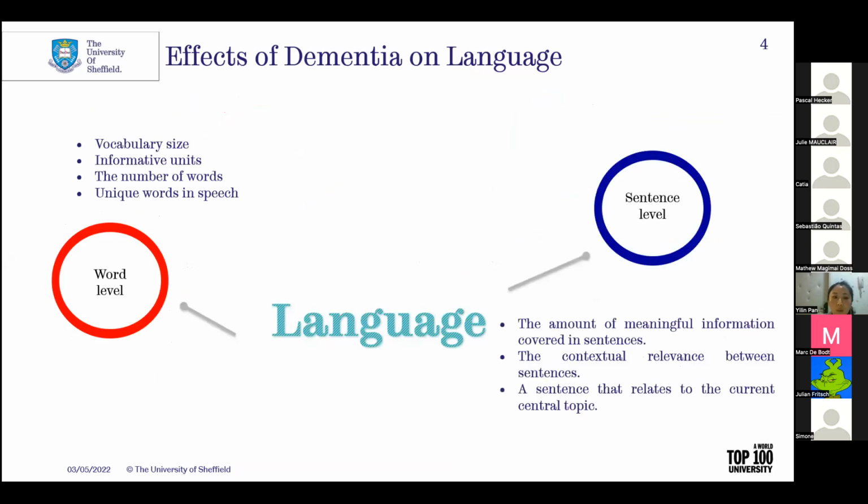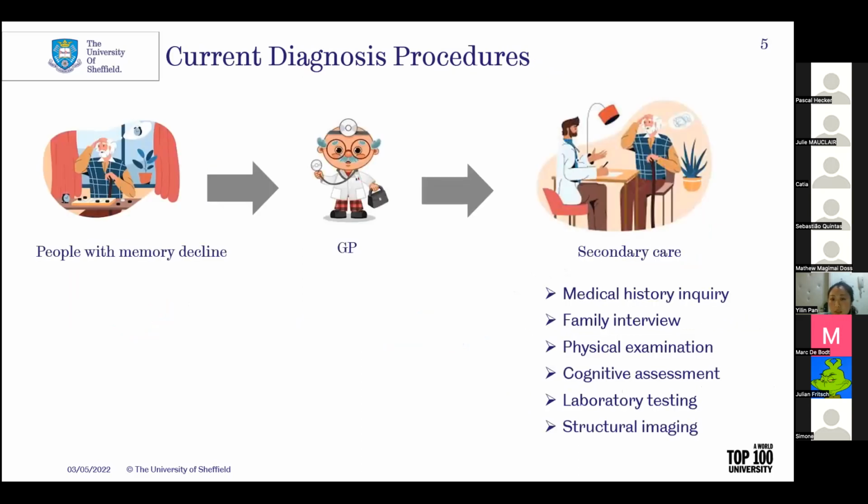For example, the vocabulary size, informative units, and number of words can be affected by the progress of dementia, and also the amount of the meaningful information covered in the sentences can also be affected by dementia. Then considering these symptoms, what are the current diagnosis procedures?